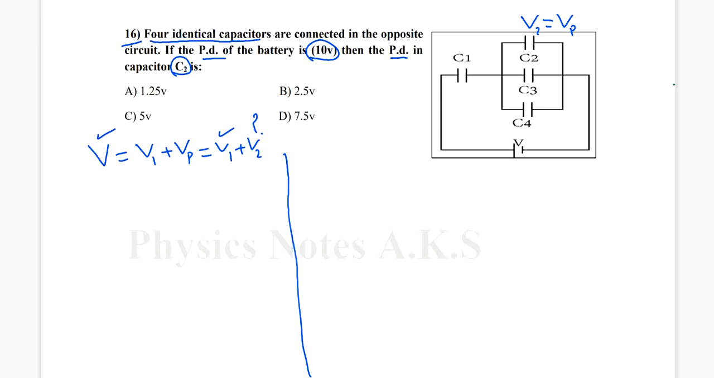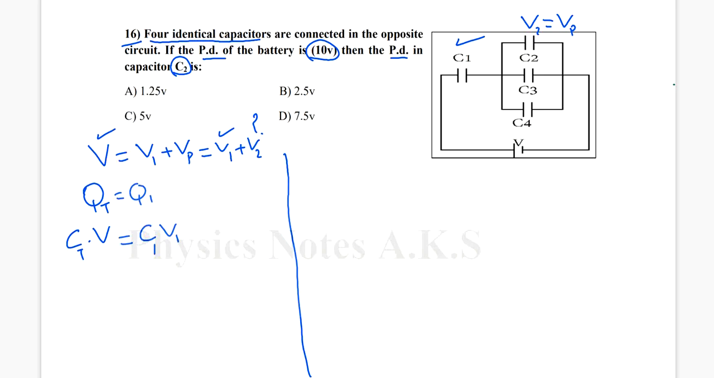Remember that the charge in the circuit here, the total charge, equals the charge in the C1. Why? Because the C1 is connected in series with the battery, right? So I can say that Q total is equal to Q1. Q total, I can write it as C total multiplied by total voltage. And here Q1 equals C1 multiplied by V1.